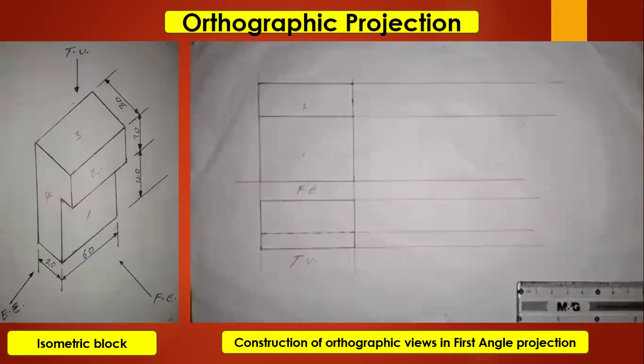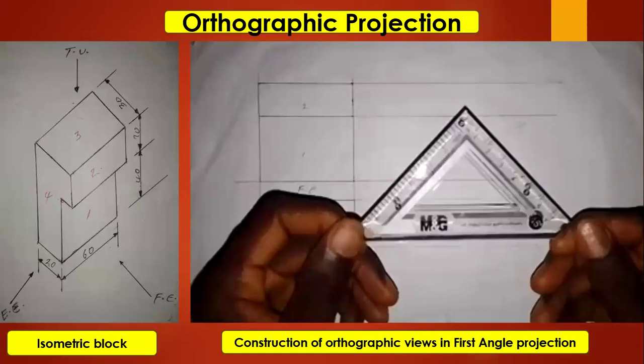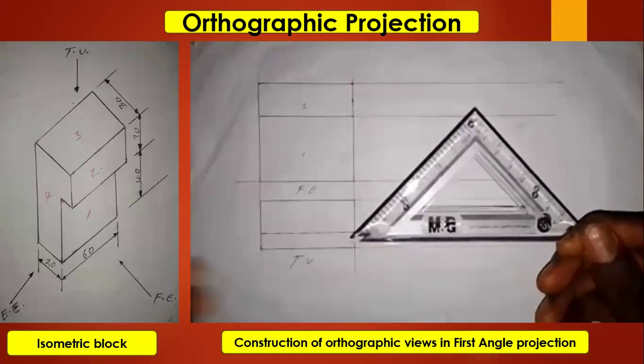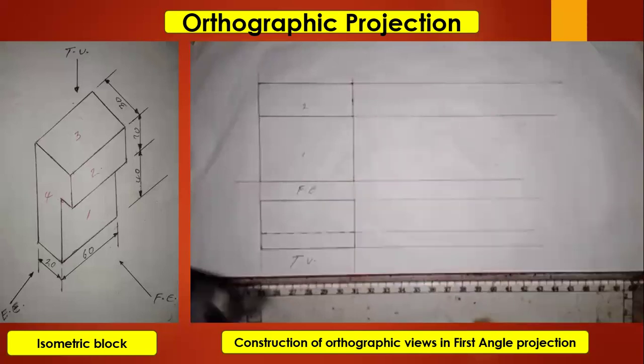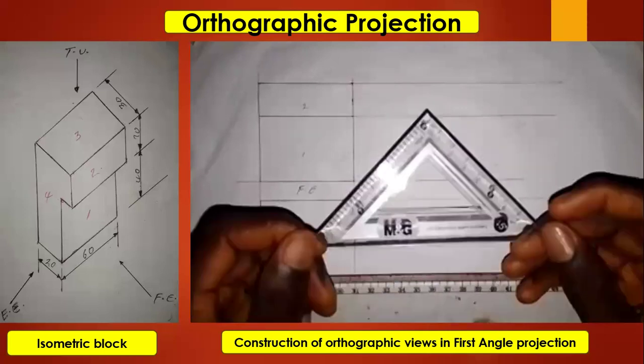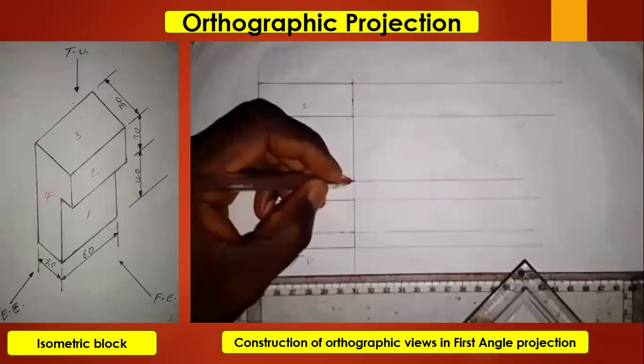All right, so now let's go and produce the end elevation. Now, for us to produce the end elevation, we need a 45-degree set square with a T-square. I'm using a T-square to draw, so if you have a T-square, please make use of it. Very good. This is my 45-degree set square, and we are making use of this point here.